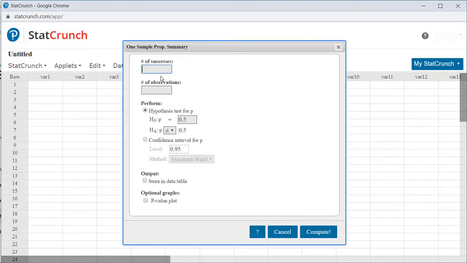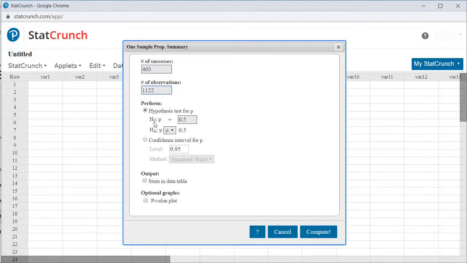I'm going to fill in the number of successes, which in this case is 403. I'm going to fill in the number of observations, which in this case is 1,122. Now previously when we did confidence intervals, we selected this bullet and then filled in our information for the confidence interval. Now we're doing a hypothesis test, which is what this first bullet's for. So we're going to leave the bullet there. And so it's a hypothesis test for P.